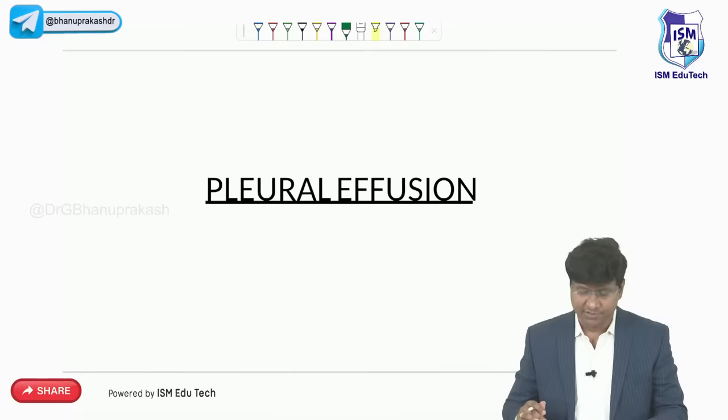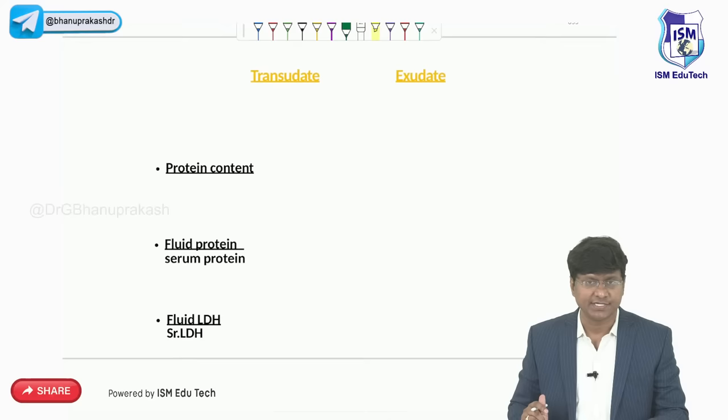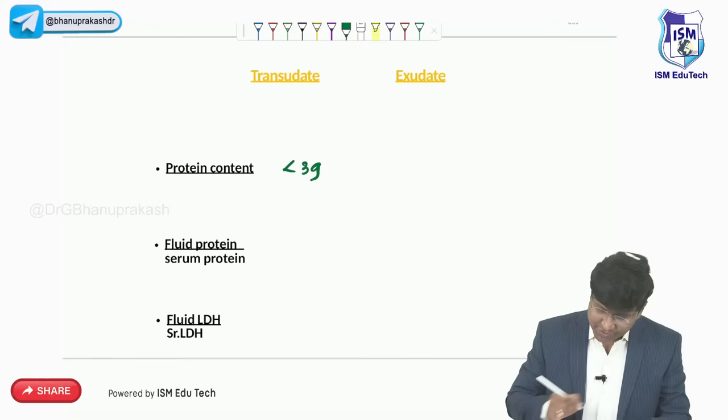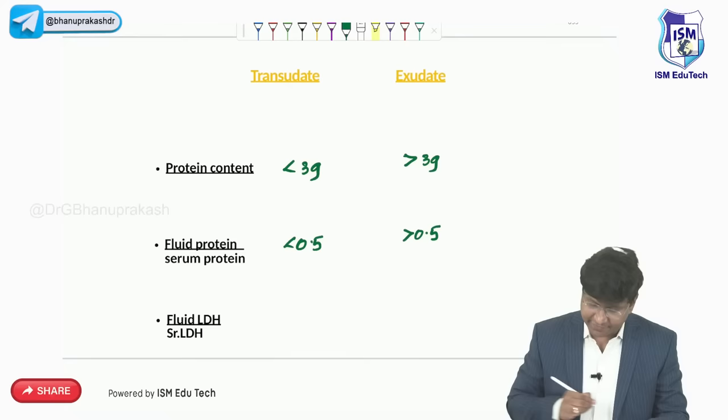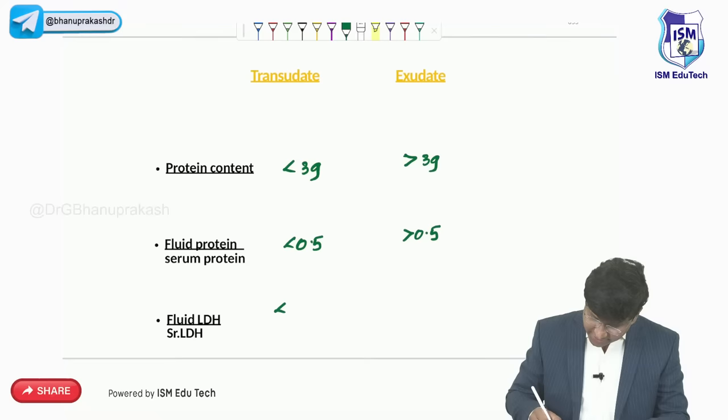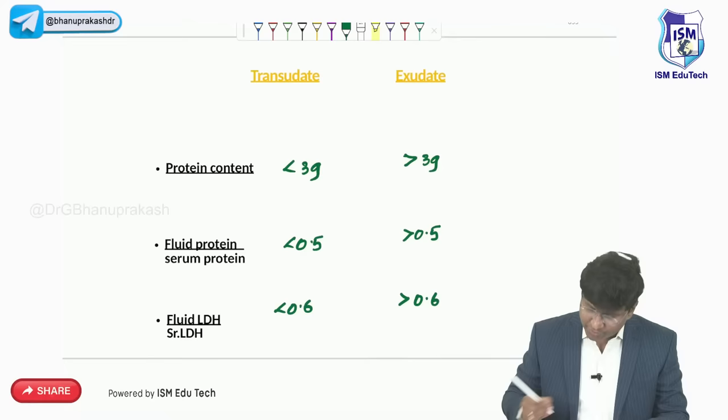What is very important to know in case of pleural effusion is transudate as well as exudate. In transudate, how much will be the protein content? That will be less than 3 grams, whereas in exudate, it will be more than 3 grams per deciliter. The fluid protein to serum protein ratio in transudate will be less than 0.5, whereas in exudate it is more than 0.5. The fluid LDH to serum LDH ratio in transudate will be less than 0.6, whereas in exudate it will be more than 0.6.